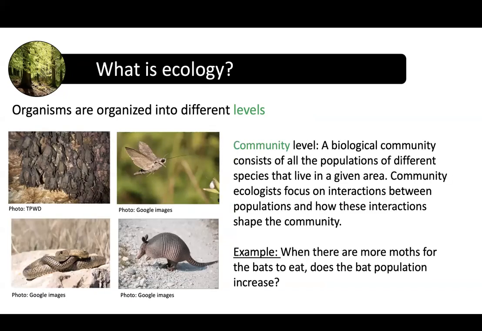And so another higher level is the community level. A biological community consists of all the populations. So we had the individual bat, we had the bat colony, and now we have these populations of these different organisms that live in the same given area. And community ecologists focus on interactions between populations and how these interactions shape the community. As an example of what kind of question we can ask, when there are more moths for bats to eat, does the bat population increase?